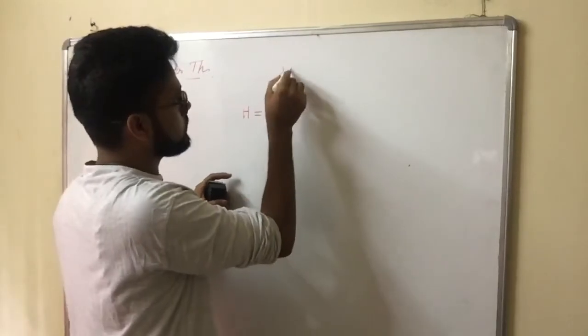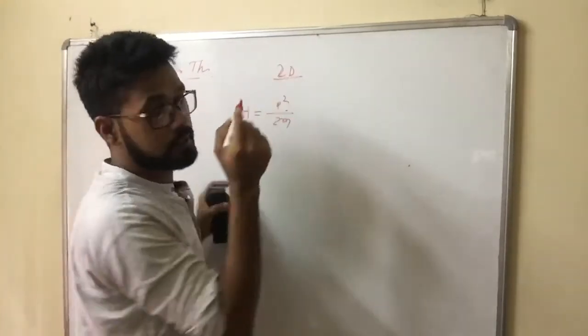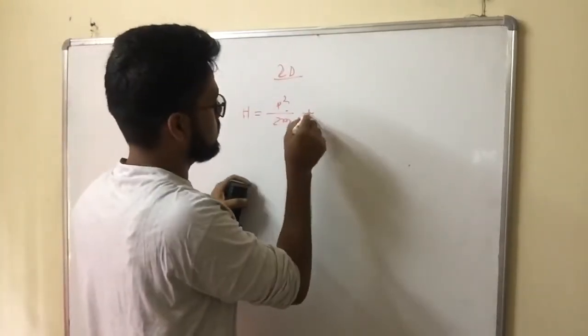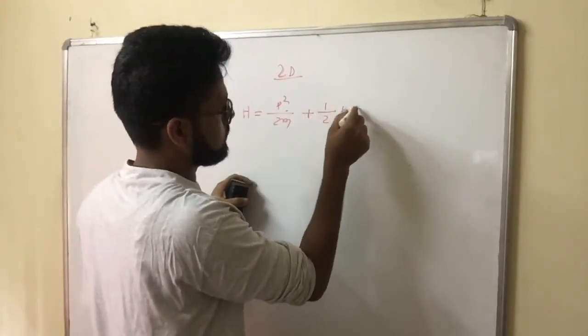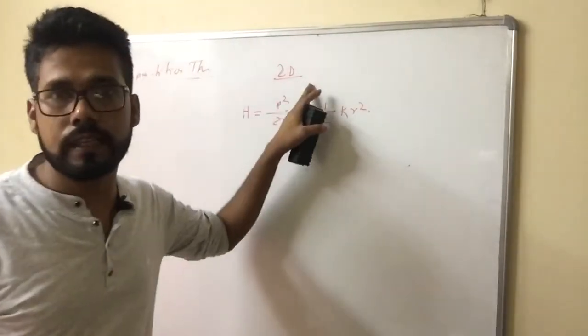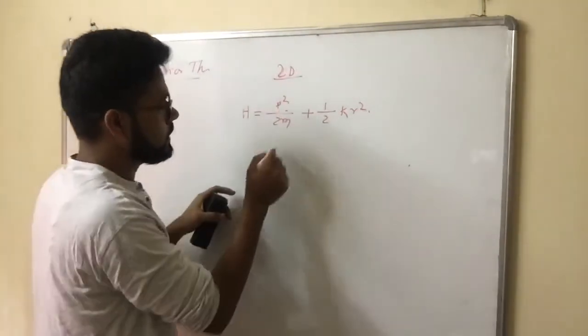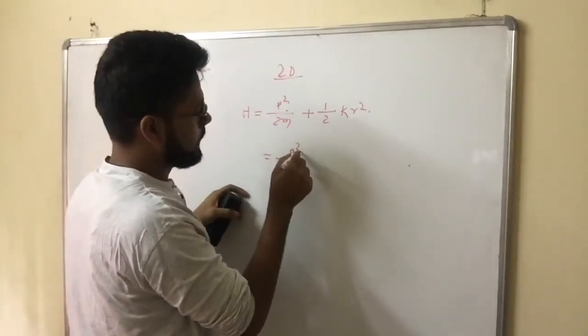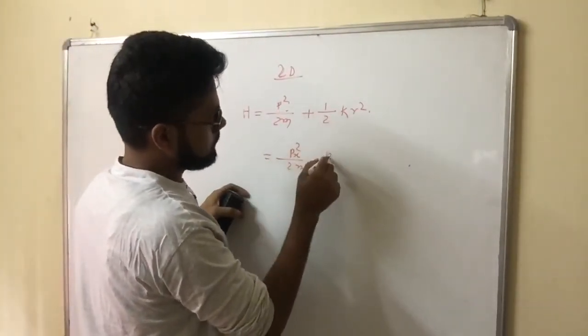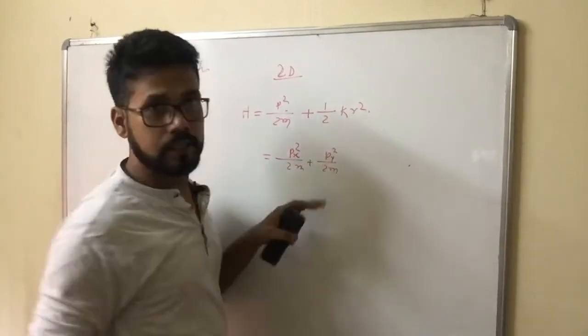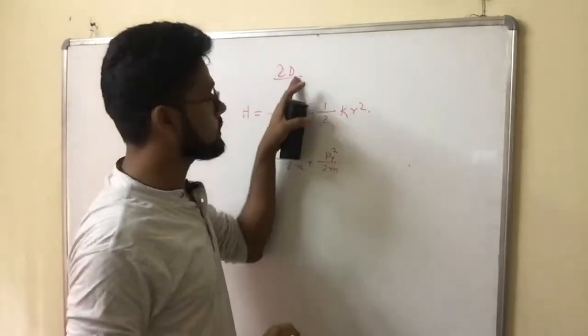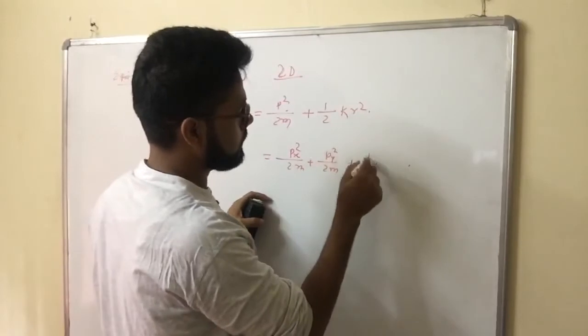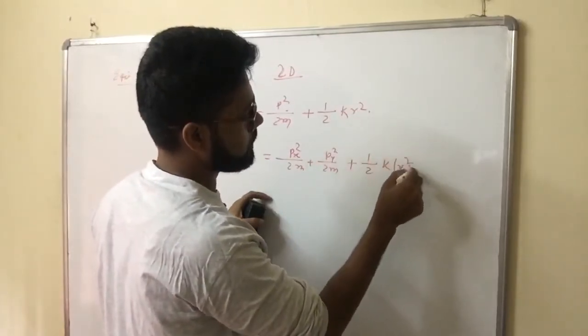Two-dimensional system. They mention it is a two-dimensional system, and this you can do as half k x square. Then you have to understand that the kinetic part is composed of px square by twice m plus py square by twice m, not the third one, pz, because it is mentioned two-dimensional. Similarly, half k x square plus y square.